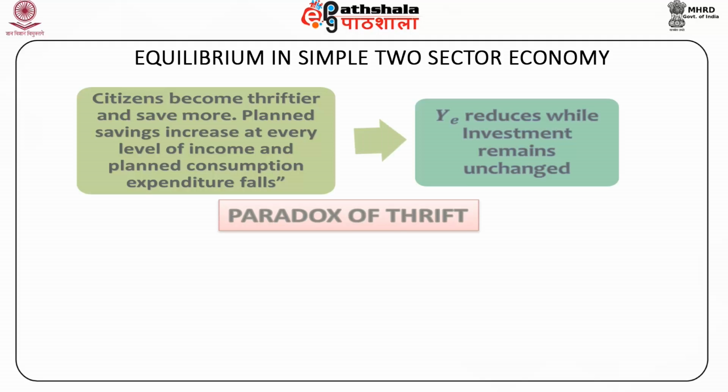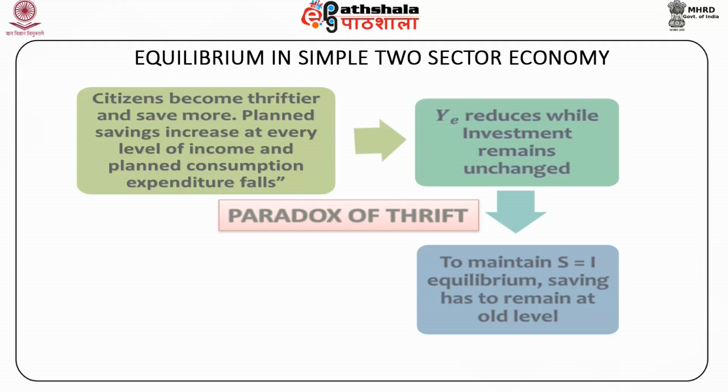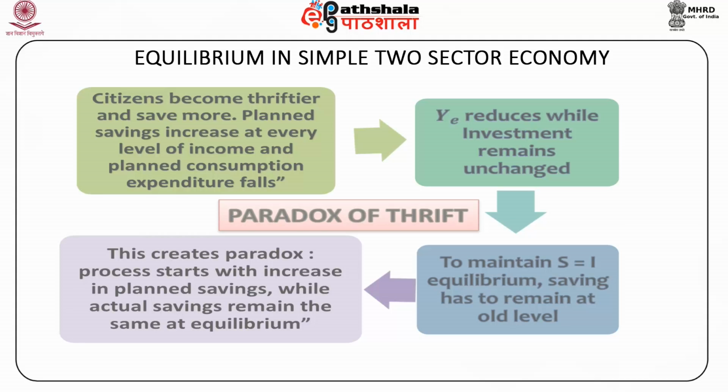With the value of investment remaining unchanged, the result will be a decline in the value of equilibrium income. Since we must have S = I in equilibrium and I has not changed, saving will remain at the old level despite the rise in the propensity to save. This is the paradox. What is happening is that the attempt to save more is depressing output by lowering consumption demand. Ultimately, due to this fall in Y, saving continues to be equal to the unchanged level of investment.